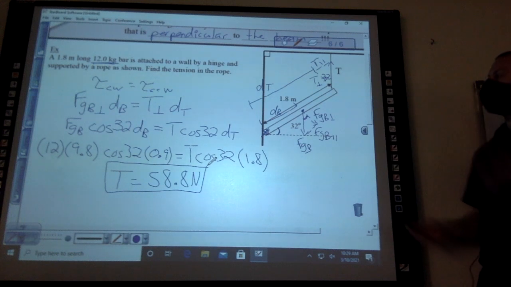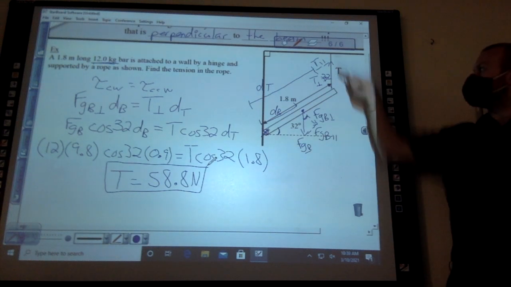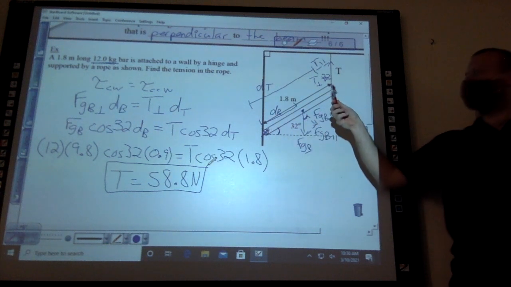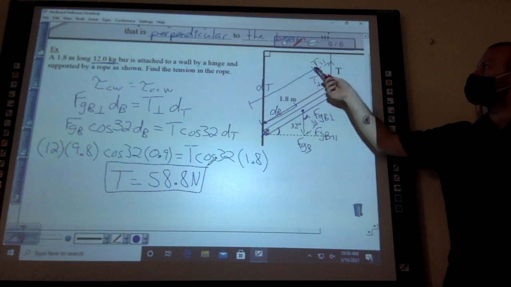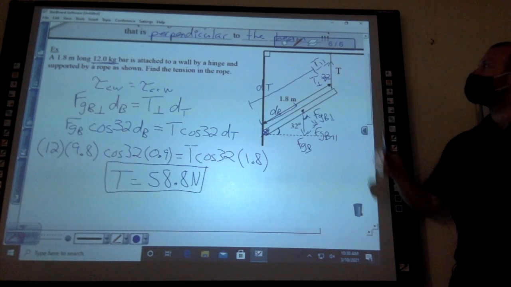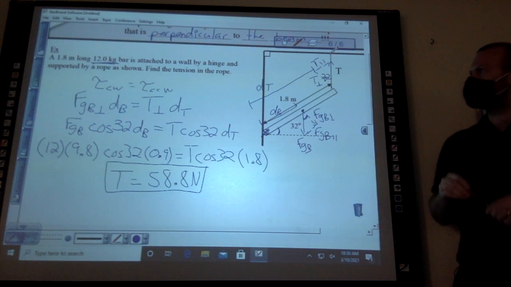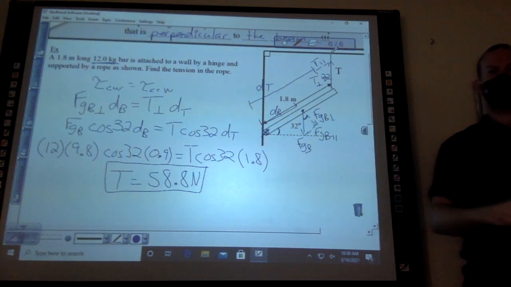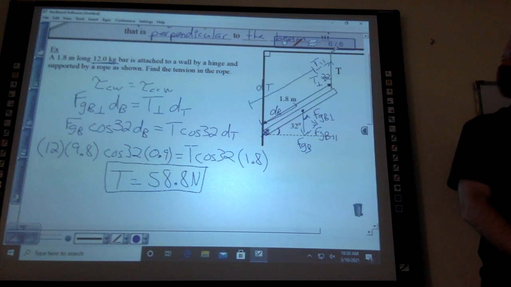Yeah, so the distance to the tension here is just how far it is along the beam. So it's not from here to up here or to the wall. I think someone yesterday asked that too. It's just the distance along the beam. Any other questions with this?